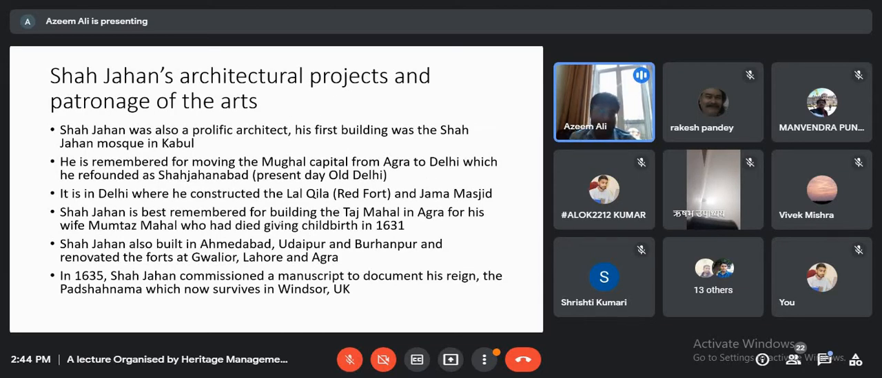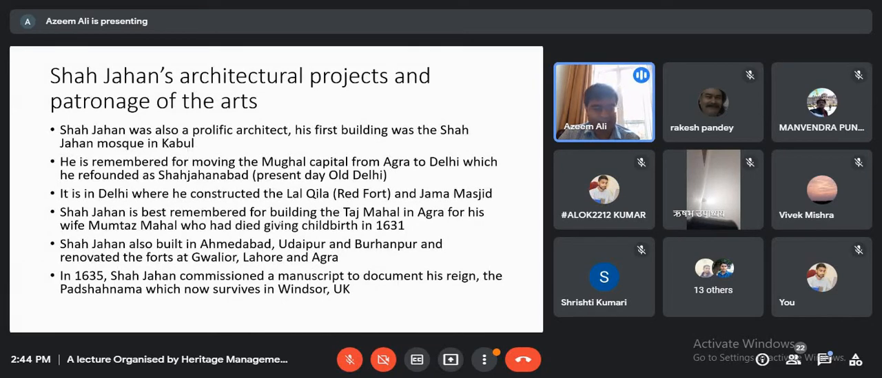And Shah Jahan is most famous, however, for being a prolific architect, and his first building was the Shah Jahan Mosque in Kabul. He's also remembered for moving the Mughal capital from Agra to Delhi, which he founded as Shah Jahanabad, which is now Old Delhi. And it's in Delhi where he constructed the famous Lal Qila, the Red Fort, and Jama Masjid. And Shah Jahan obviously is best remembered for building the Taj Mahal in Agra for his wife Mumtaz Mahal, who died giving birth in 1631. And Shah Jahan also built in Ahmedabad, Udaipur, and Burhanpur, and renovated the forts in Gwalior, Lahore, and Agra.